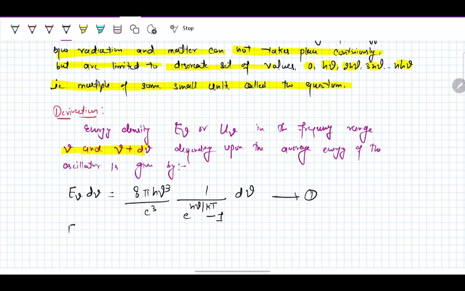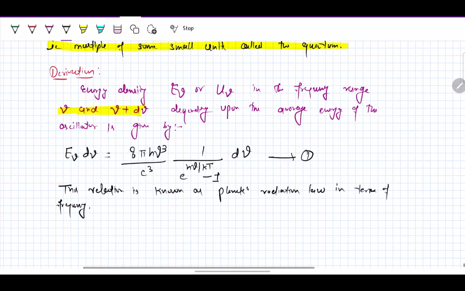And this relation is known as Planck's radiation law in terms of frequency. Okay, so this is Planck's radiation law in terms of frequency.